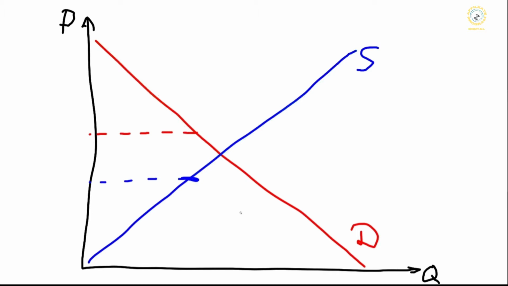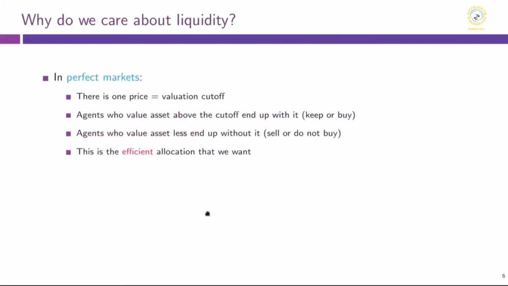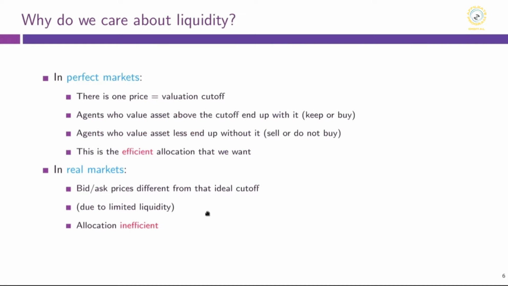Or the allocation that is established in this illiquid market is inefficient, which means that illiquidity is a barrier to efficiency. And this is why we do not like illiquidity. Markets are meant to bring us to the efficient allocation, but if markets are illiquid, they cannot do this. This was the message of this slide. So illiquidity leads to inefficiency. And this is why we as researchers of markets care about liquidity.